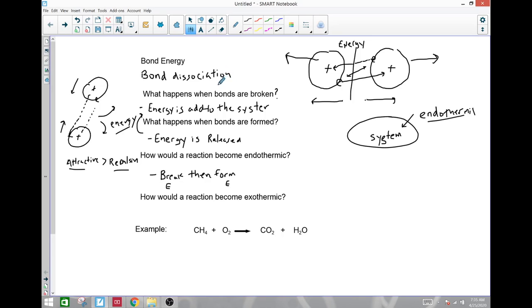Again, I just refer to it as bond energy, the energy associated with the bond. Bond association, dissociation energy. There's a lot of different names for it. Don't be confused by it. So how would a reaction become exothermic?